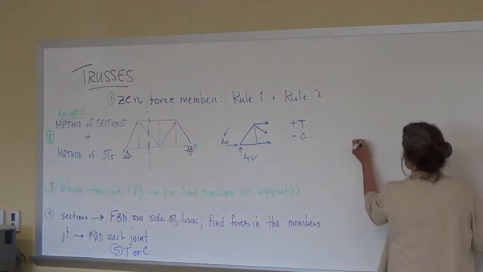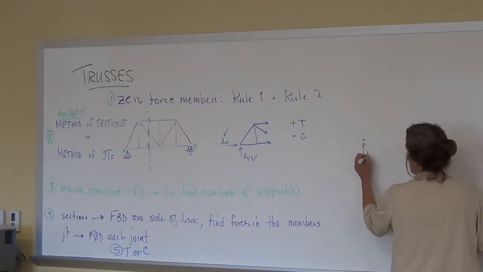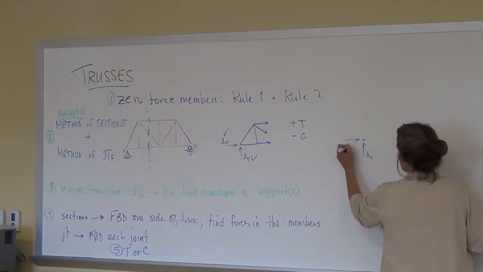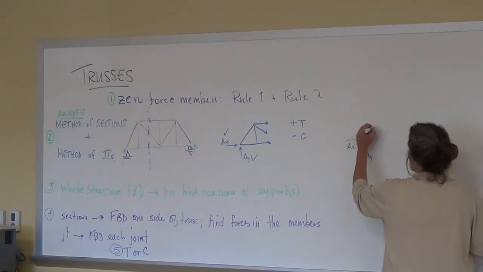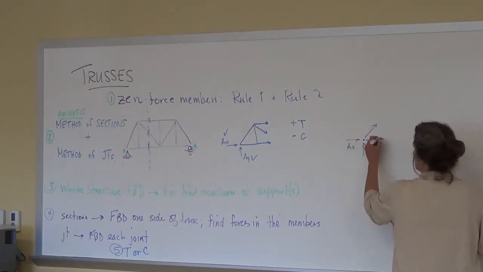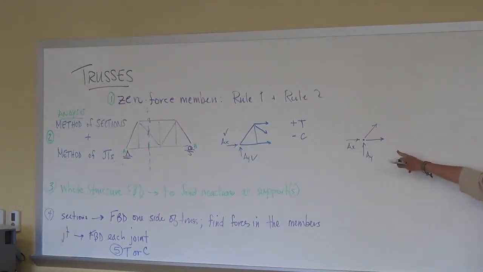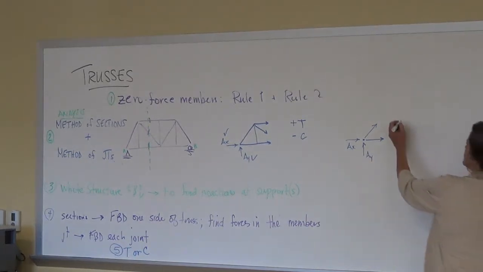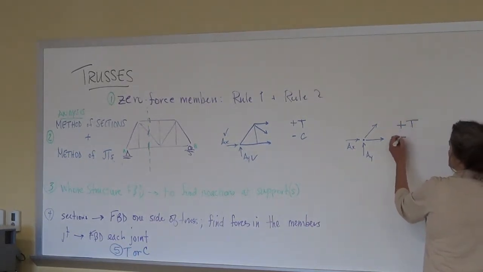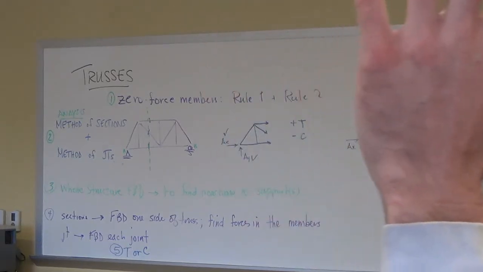And even if you did method of joints, if you have AY and you have AX, whatever way you calculated it, and then you have this one drawn away and this one drawn away, again, you drew them in tension. So if you get a positive, it's tension. If you got a negative, it's compression.